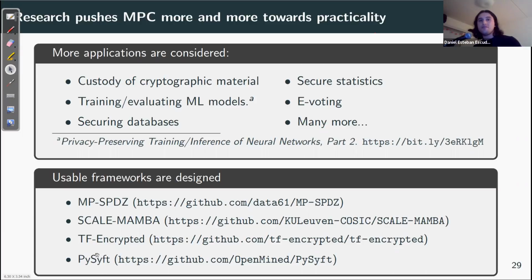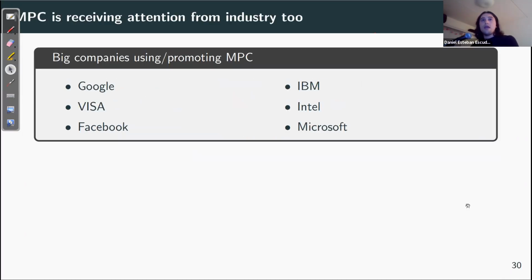PySyft, by the way, is focused on machine learning, but it's still worth mentioning, the same as TF Encrypted. You get all these nice frameworks that take this to practicality. Companies are getting interested in this, either from the research side or also from the practical side. Facebook has a very nice framework for MPC with machine learning, same with Microsoft, same with Intel as well.